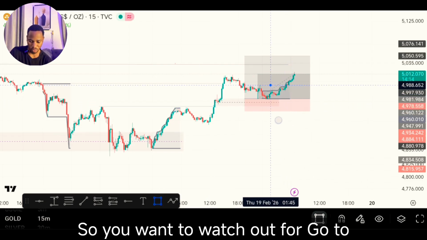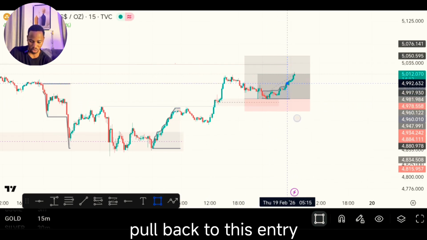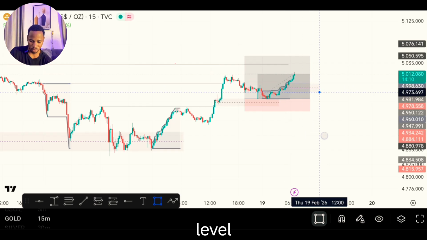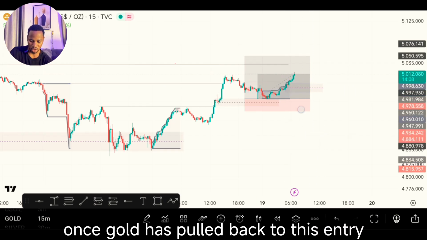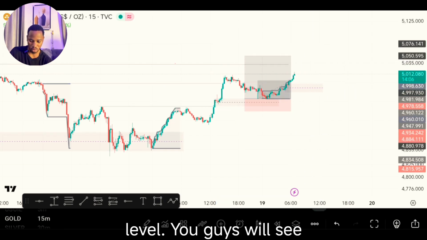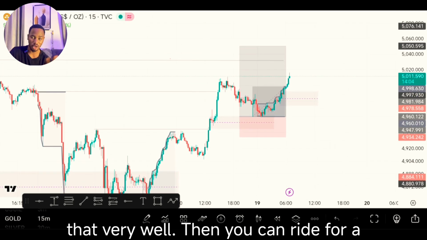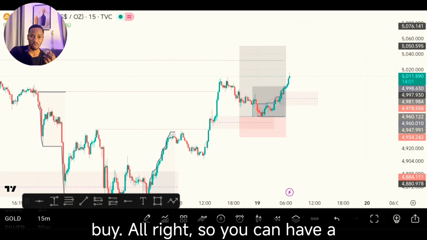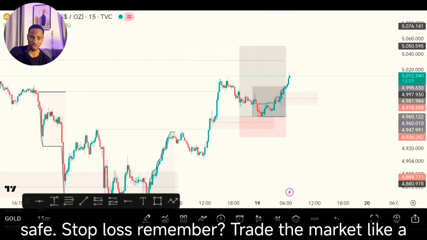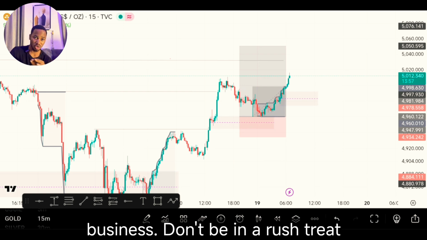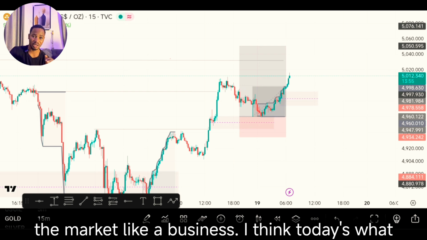So you want to watch out for gold to pull back to this entry level. Once gold has pulled back to this entry level, you guys will see that very well. Then you can ride for a buy, so you can have a safe stop loss. Remember, trade the market like a business. Don't be in a rush. Trade the market like a business.